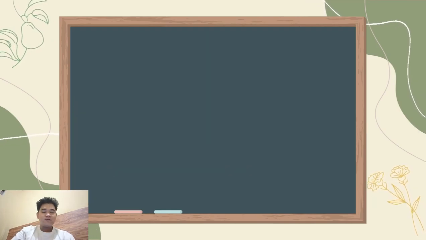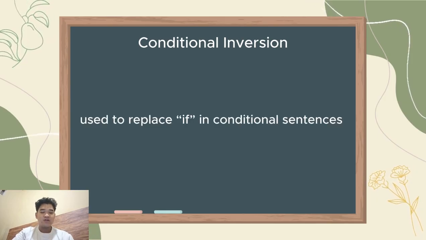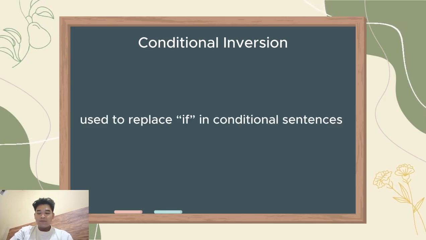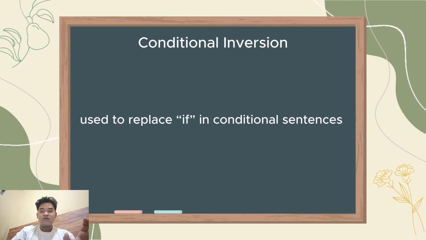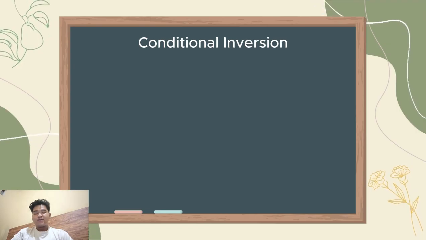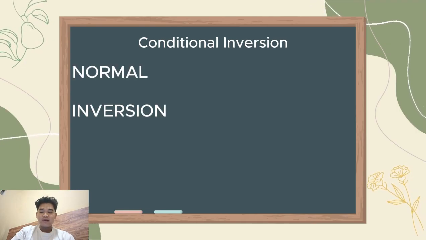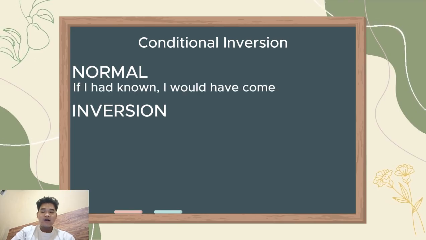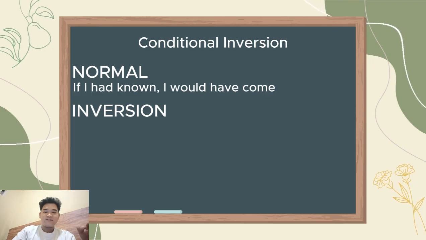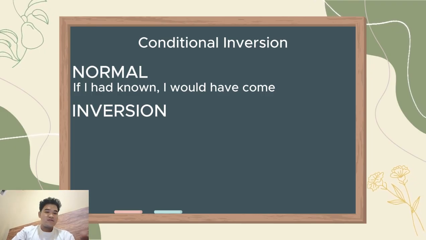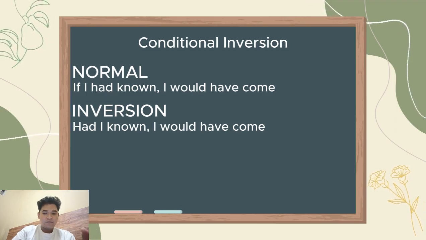Now let's move on to the third form of inverted sentence. It's conditional inversion. This type is used to replace if in a conditional sentence. Let's get to the comparison. In a normal sentence, it's like, "If I had known, I would have come." Remember that if in that sentence. Now let's look at the inverted one. "Had I known, I would have come."